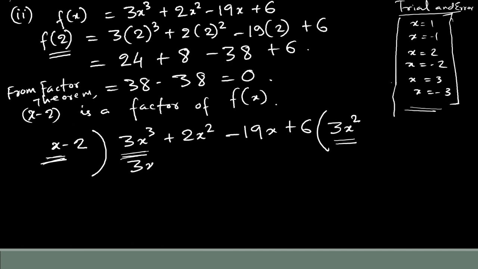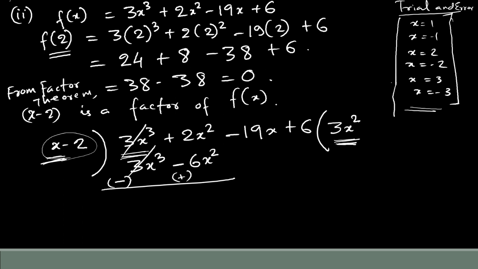So you get here 3x cubed, and we have to now multiply 3x squared with this entire divisor x minus 2. So we will get here minus 6x squared. Now like normal division, just subtract it. This 2 will get cancelled. It will come as 8x squared. This 19x comes down as minus 19x.